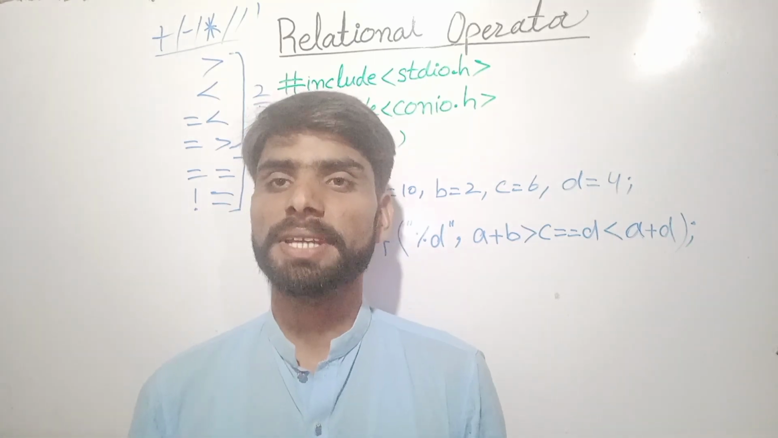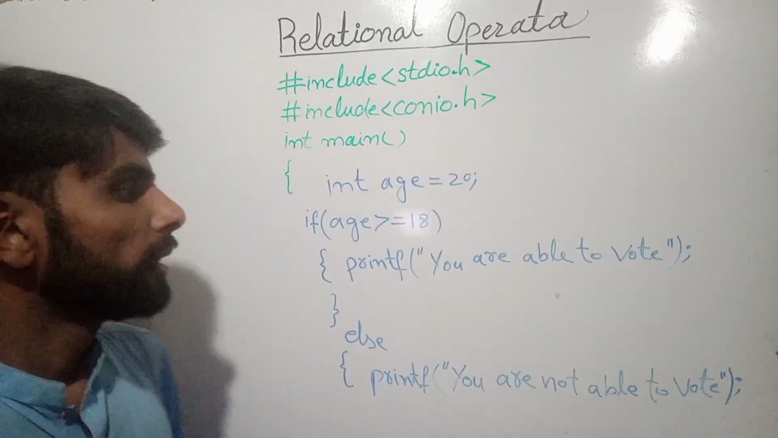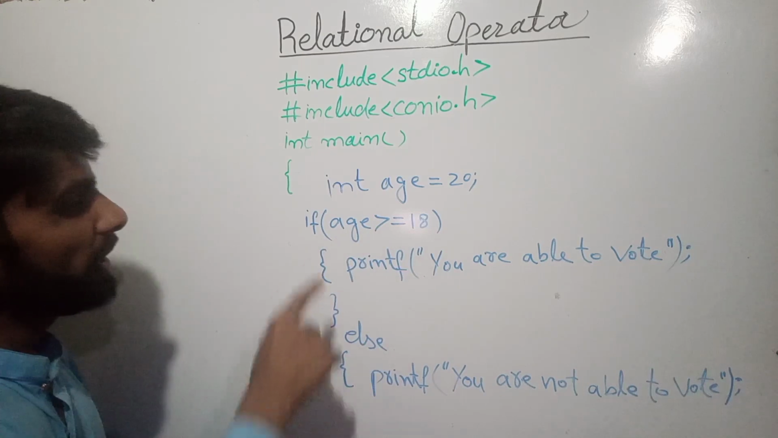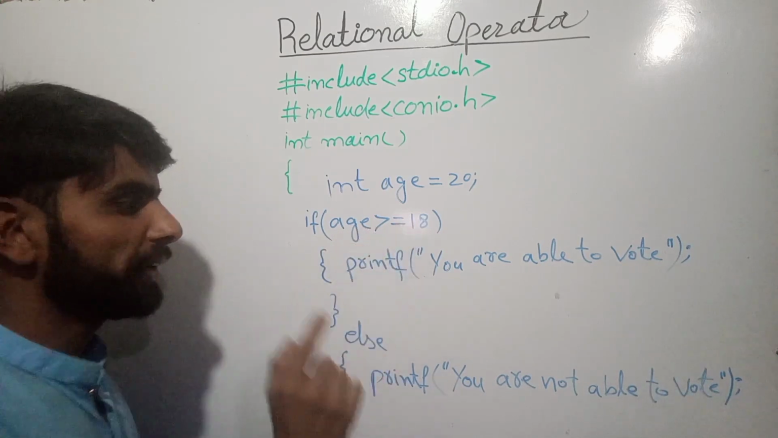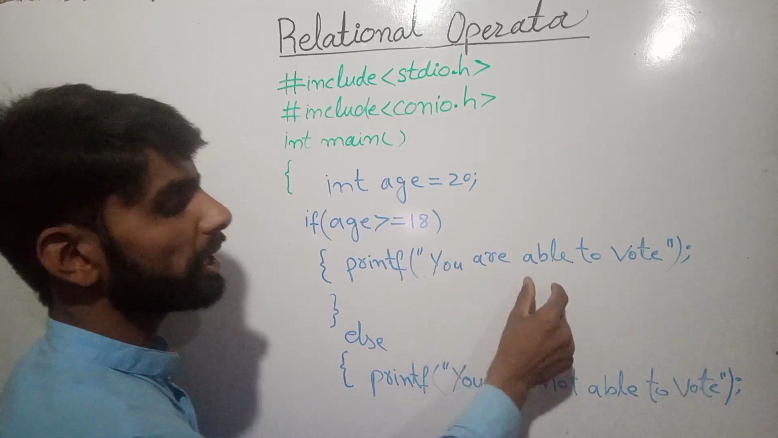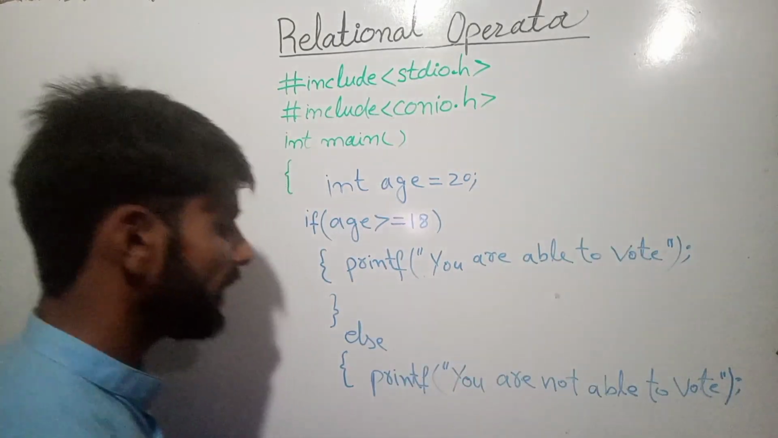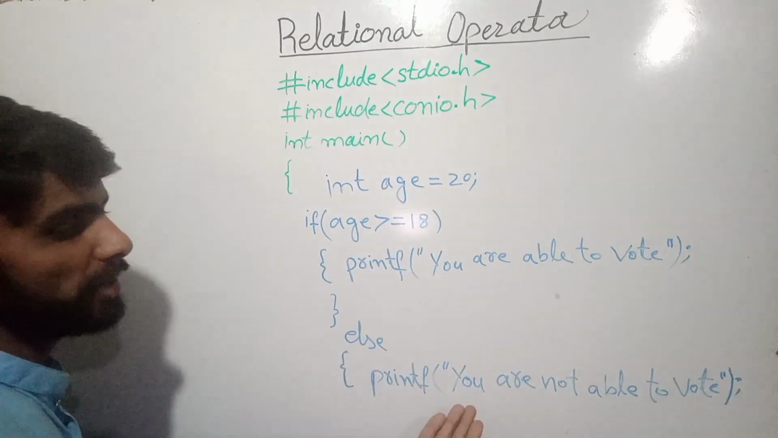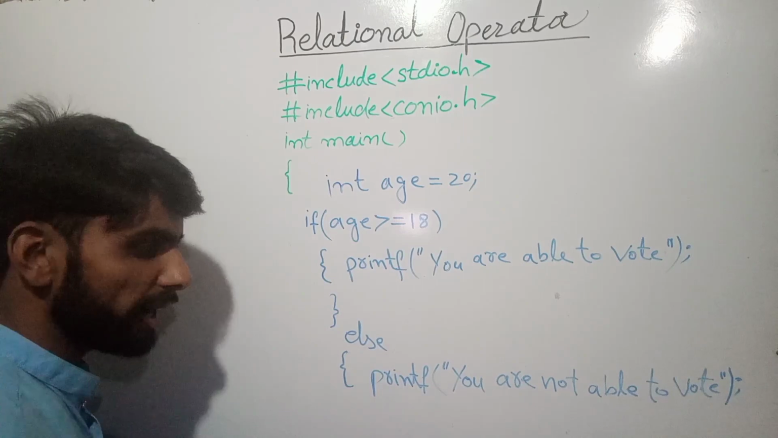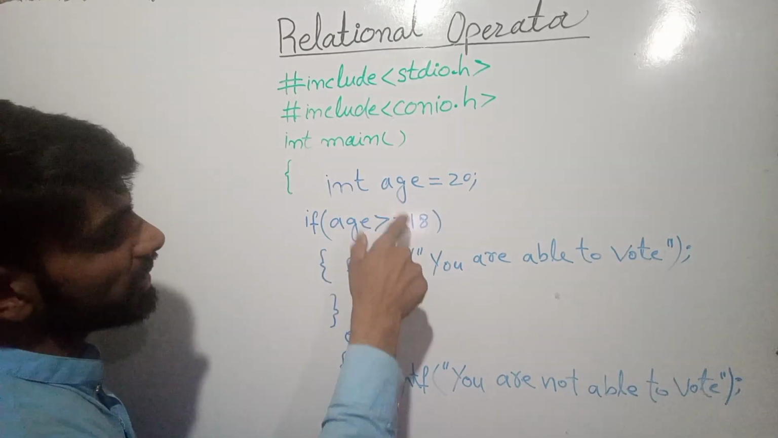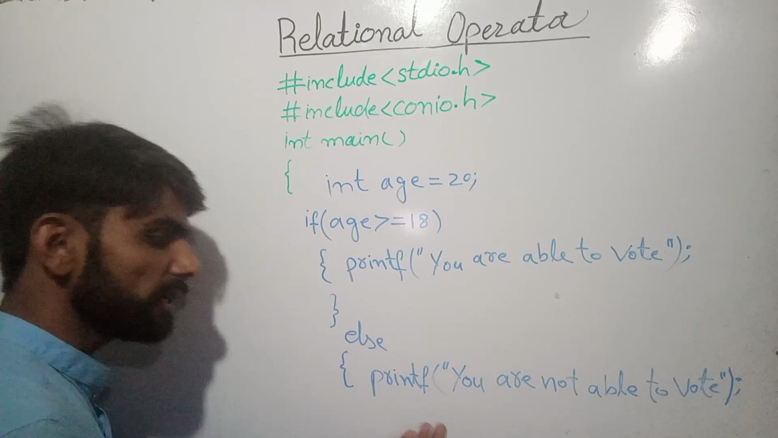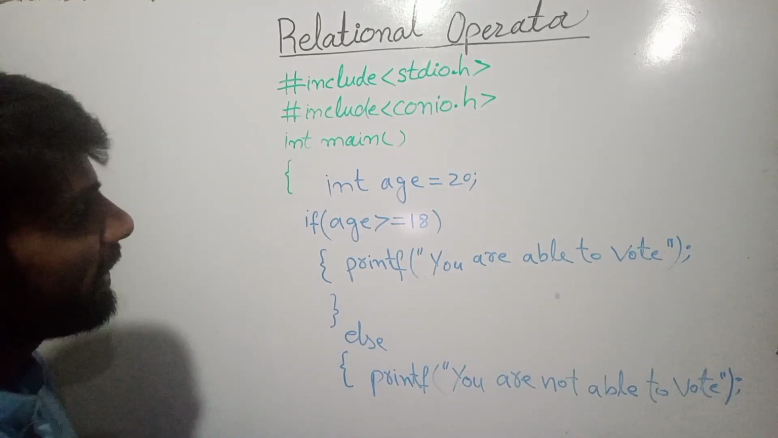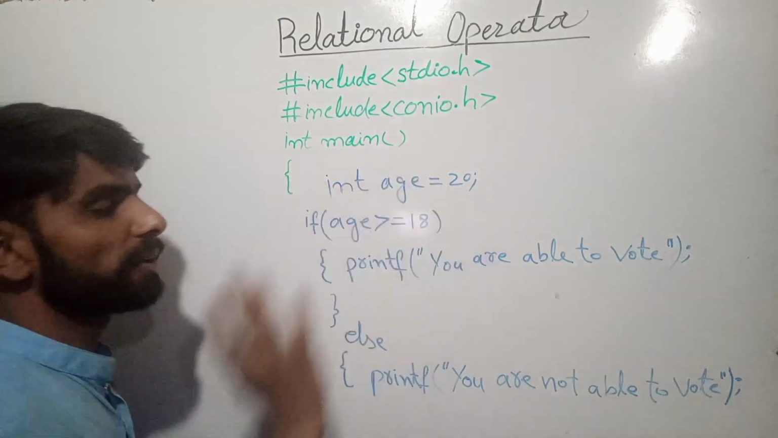So now let's see it slightly. This is a simple example of a condition. I have written a condition: if the age is greater than or equal to 18, then we will print on the screen 'you are able to vote'. Else, if this condition is wrong, then the else statement will be executed and this statement will be skipped, and it will print on the screen 'you are not able to vote'.